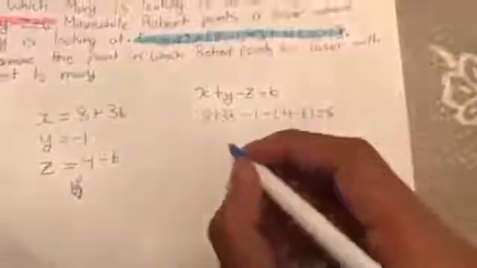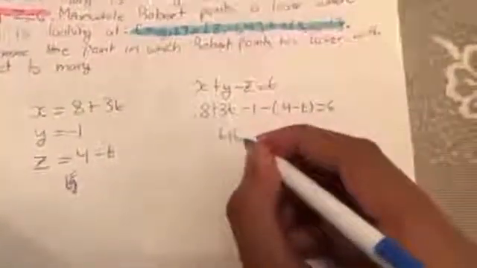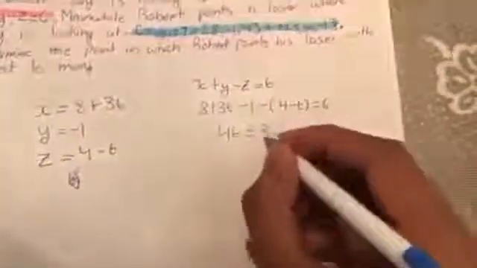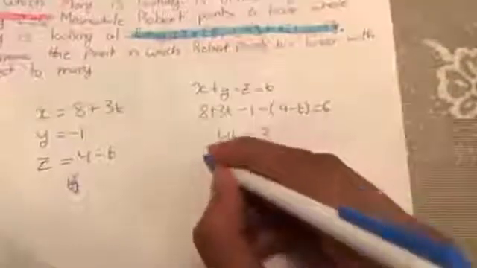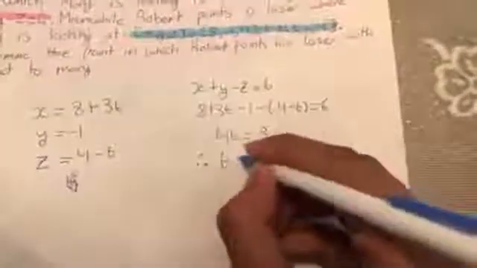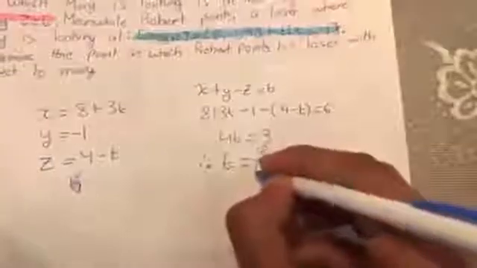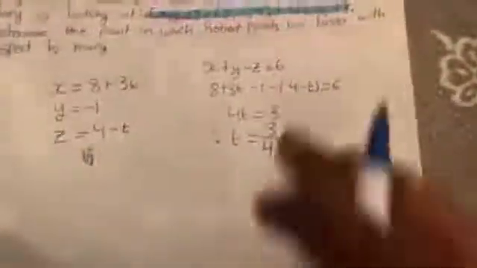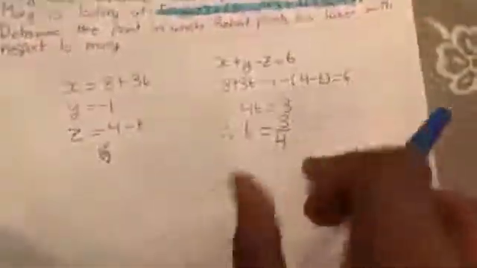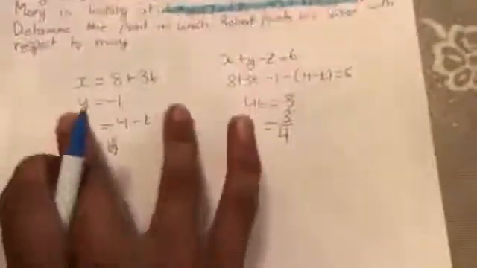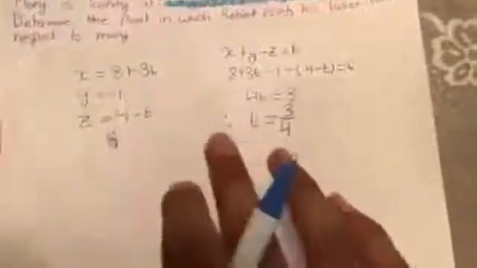Now, when you expand this, you'll get something that looks like 4t equals 3. So therefore t equals 3 over 4. Now we know the t value. What we will do now is substitute the t value into the parametric equations to determine the point at which Robert is pointing the laser at Mary.